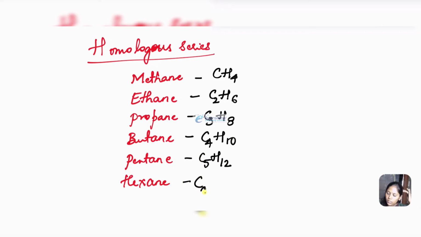So when you take the difference between the first member and the second member, what difference will you get? You will get the difference of CH2. C2 minus C1 is C. H6 minus H4 is 2. So if you take the third member and fourth member also, you will get the same difference CH2.